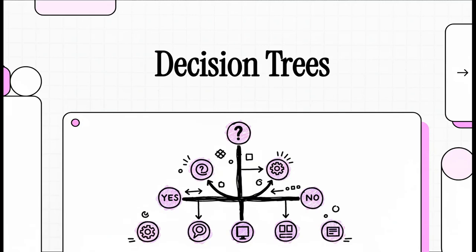So, how do machines actually decide things? And I'm not talking about some crazy, complicated black box here, but something simple, something logical, something you can actually follow step by step. Today, we're going to pull back the curtain on one of the most powerful and yet intuitive models in all of machine learning, the decision tree.